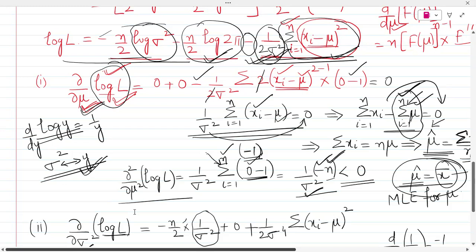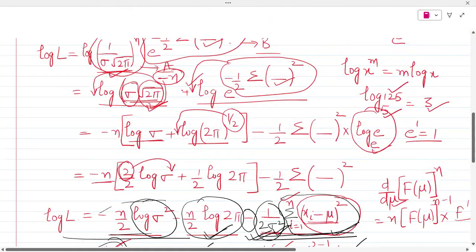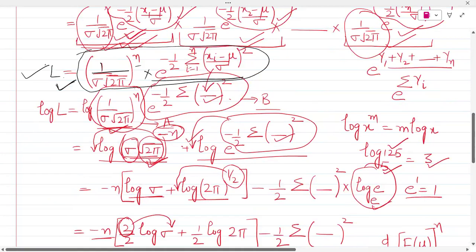And once again, if you try to feel it, the derivative of log L with respect to sigma square is much easier than the derivative of L with respect to sigma square. Actually, the derivative of L with respect to sigma square will be a very tedious job.